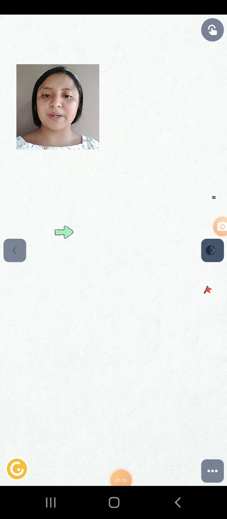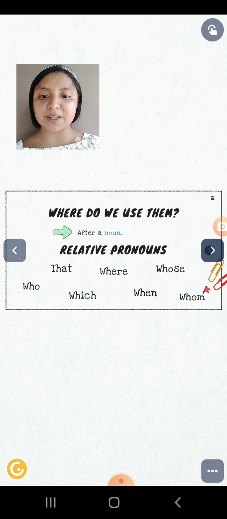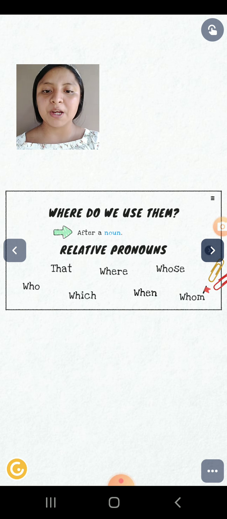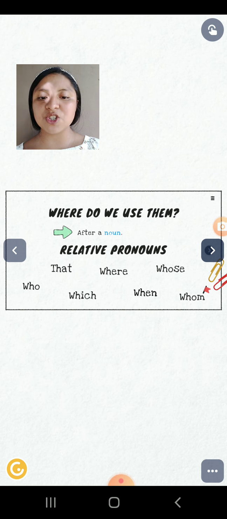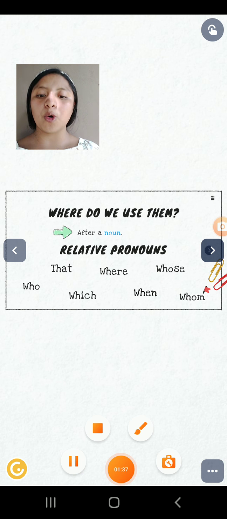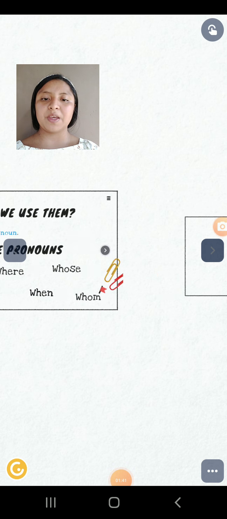Okay, so let's move on. Where do we use them? We use them after a noun. Here we have some relative pronouns that you need to know. We have that, where, whose, who, which, when, and whom. Those are some relative pronouns.